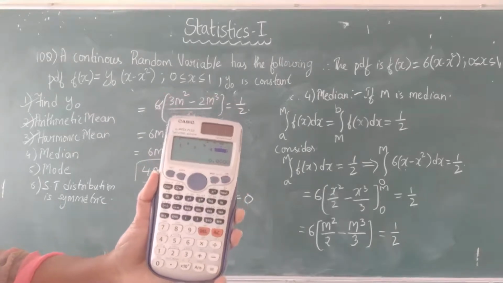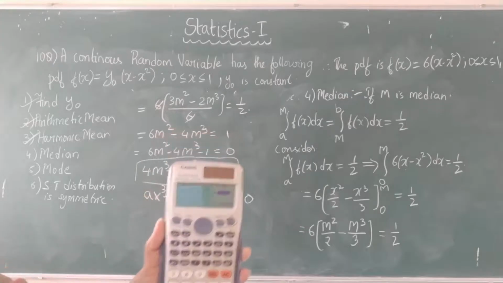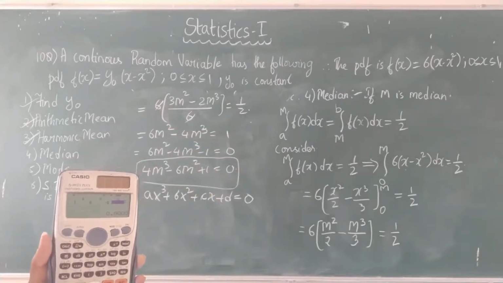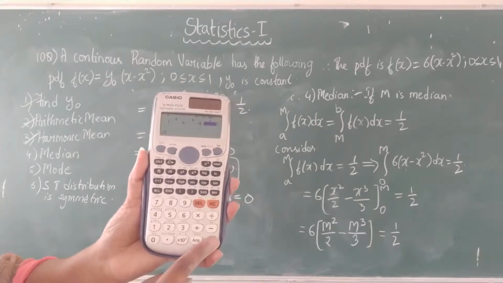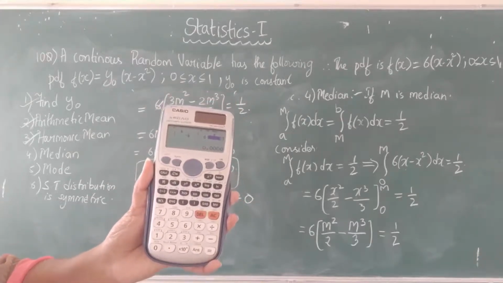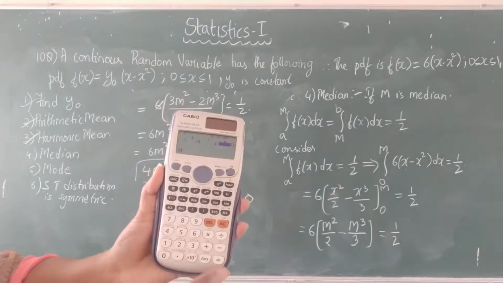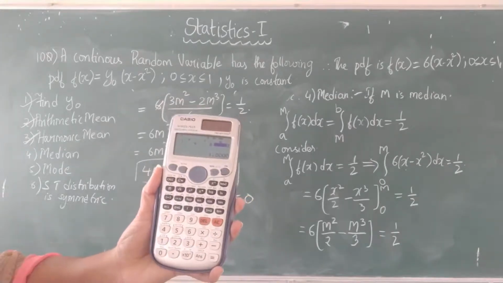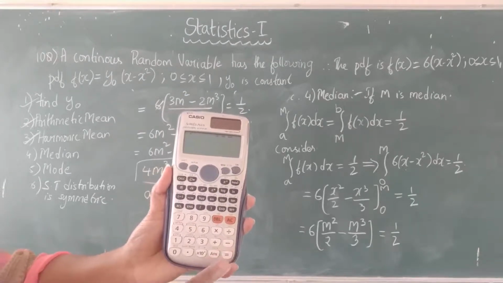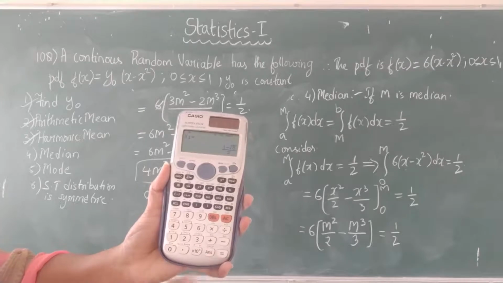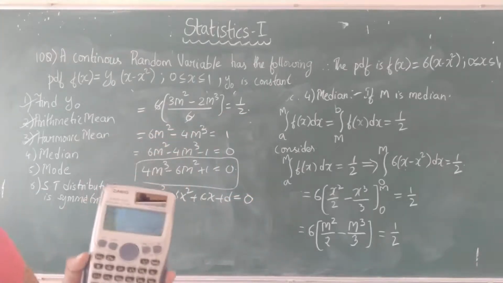Next c value. C means the coefficient of m. Do you have any coefficient for m here? No. So that's why you will write 0. Press 0 and equals to. Next, the constant d value. D value is 1. Equal to. After pressing equal to, you have assigned all the values. Once again press equals to. If you press equal to 2 times, you will get the different values of x.